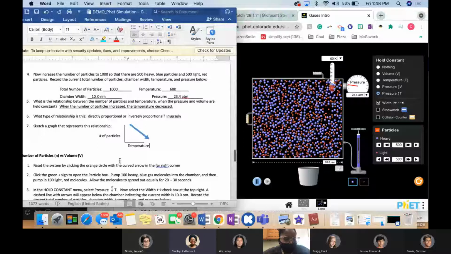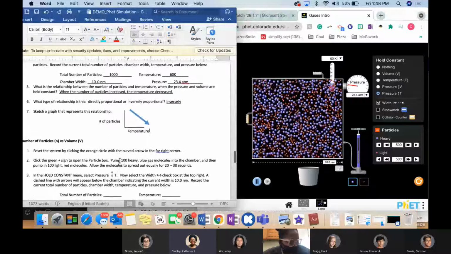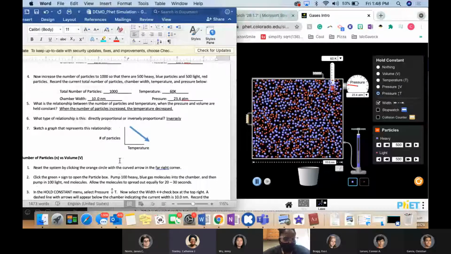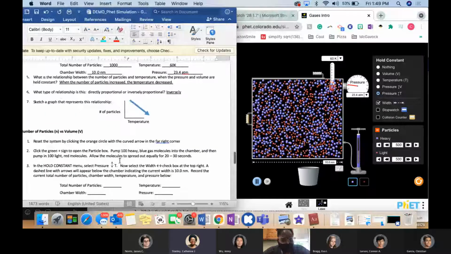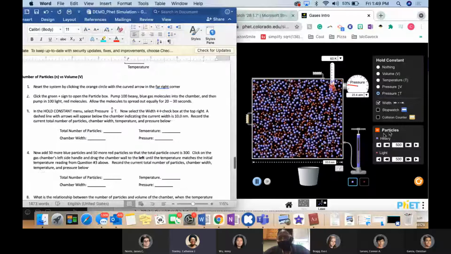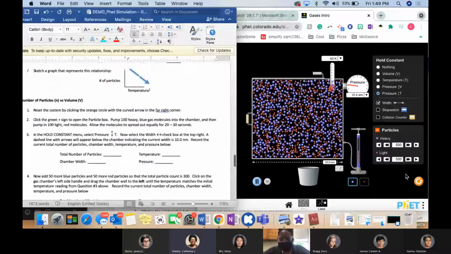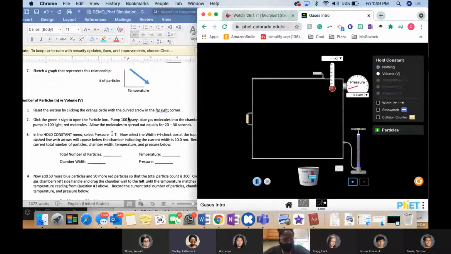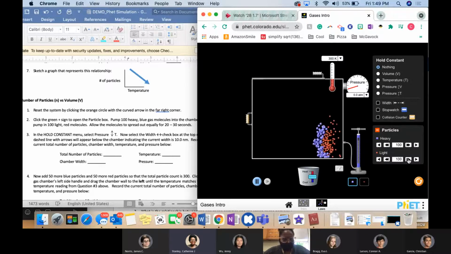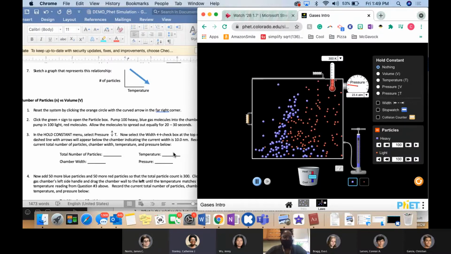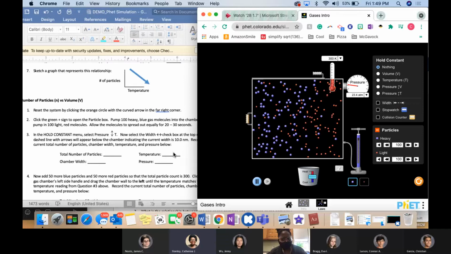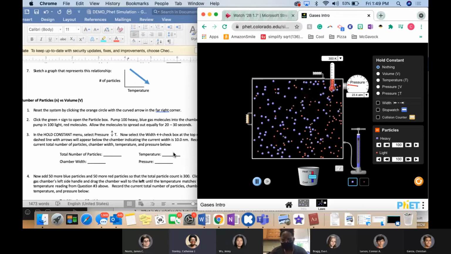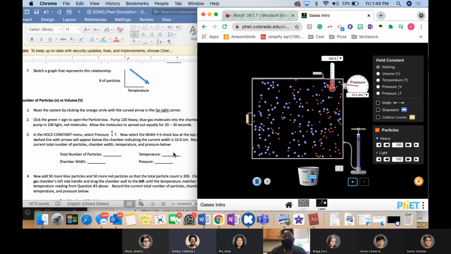All right, let's look at number of particles and volume. I'll pause here for a second. Number of particles versus volume. Here we go, almost there, guys. Reset the system. Green for the particles, you want 100 heavy, 100 light. Let it spread out. Look how fast the red ones are going. It's insane.